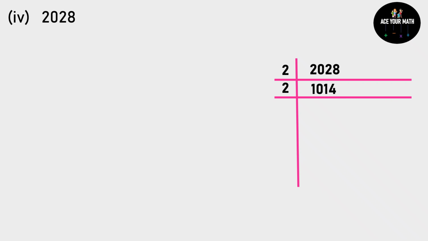The next number given is 2028. So again, we'll find the prime factors of this number. It is divisible by 2. Divide and you get 1014. Now divide it by 2. You get 507. 507 is divisible by 3.